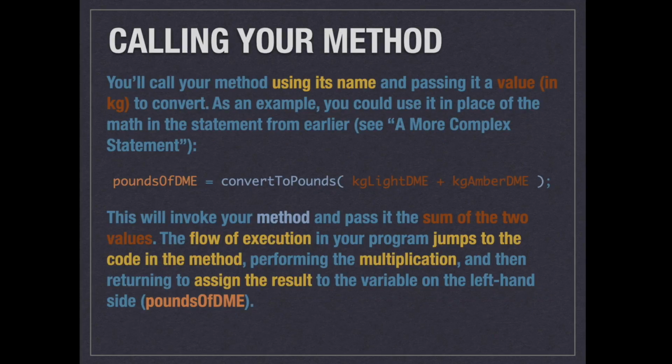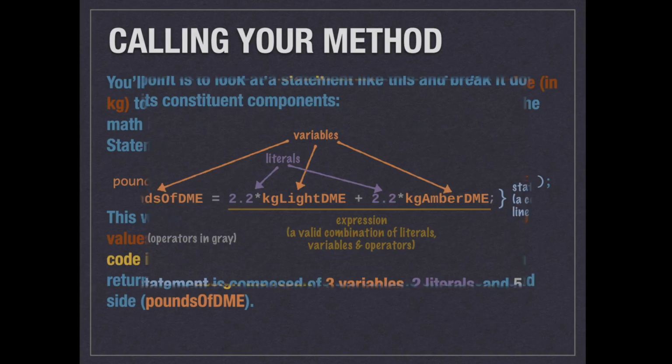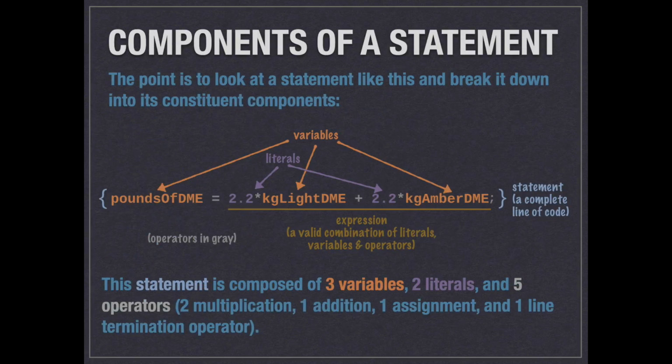To call the method, again, you need to know the method name. It was convertToPounds. So to do that same calculation we had earlier in this slide that we broke that statement up into its little constituent elements. We had two values in kilograms. We needed to convert them to pounds. We needed to add them together and convert them to pounds.